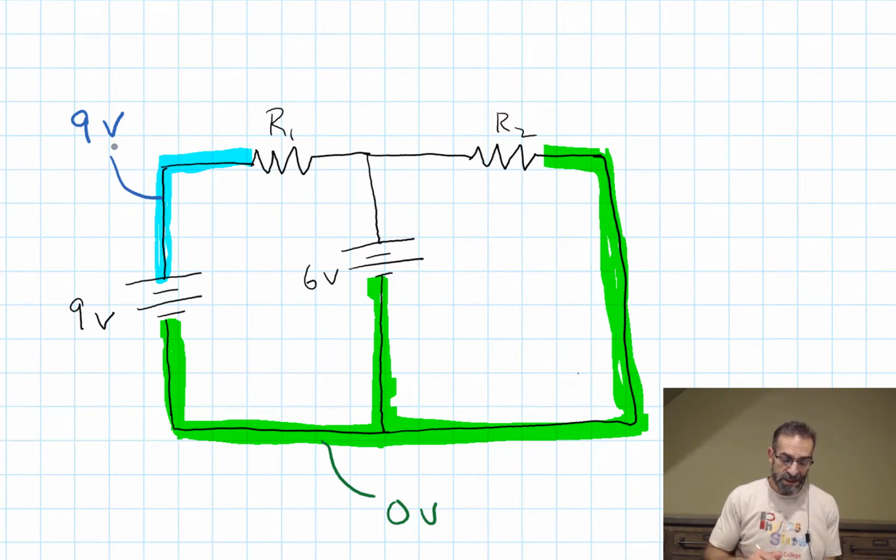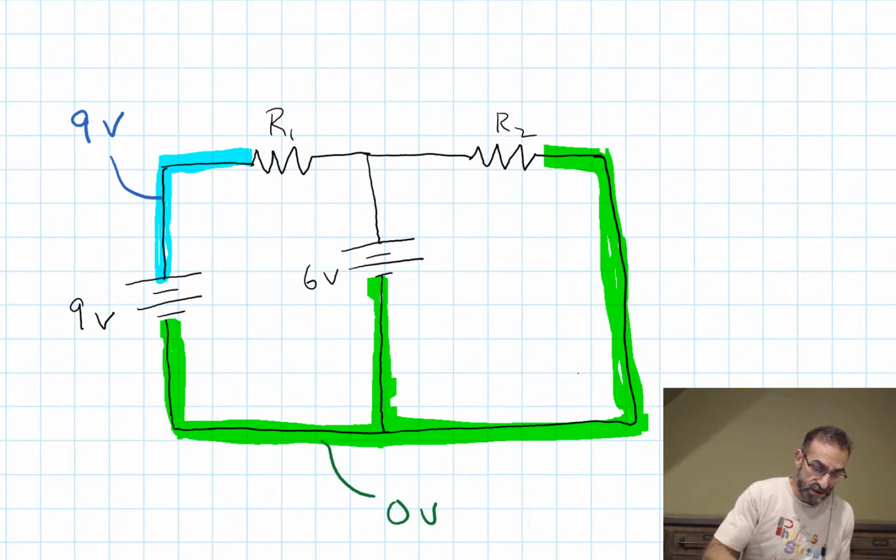Now I've got one more section I can highlight, and that's after I go through my 6-volt battery. I know my 6-volt battery maintains a potential difference of 6 volts. So I'm going to highlight this whole section to indicate it's 6 volts.